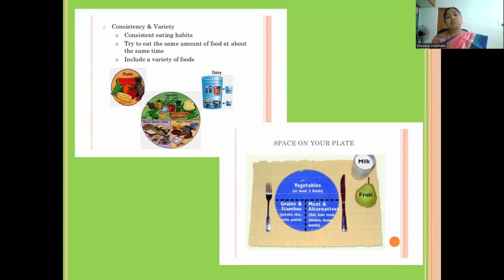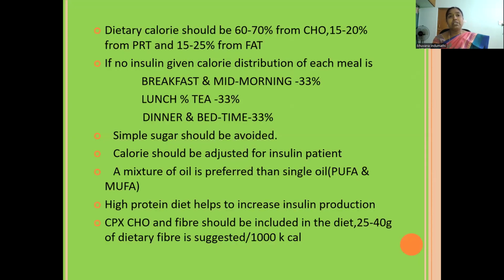That is, this is just a combination of the my plate diet. It should be vegetables, at least 2/3 kinds. The 1/3 part should be a starch, like potato or pasta. The protein-rich diet can be the other 1/3 part, with milk, and any fruit can be placed on your plate.